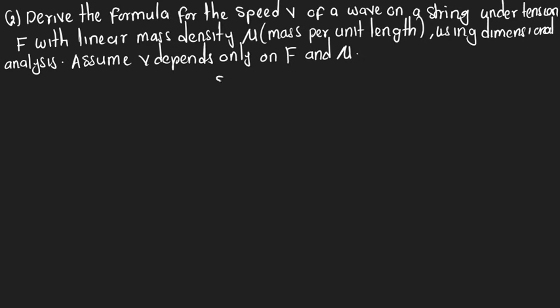Okay, so solution. Derive the formula for the speed v. What is the speed v of a wave? First of all, let's finish the question. Of a wave on a string under tension F with linear mass density, mass per unit length, using dimensional analysis. Assume v depends only on F and mu.